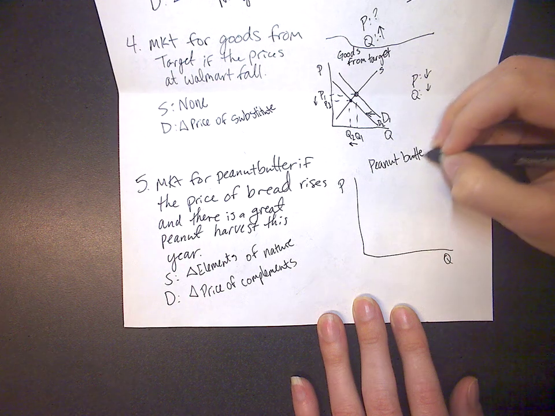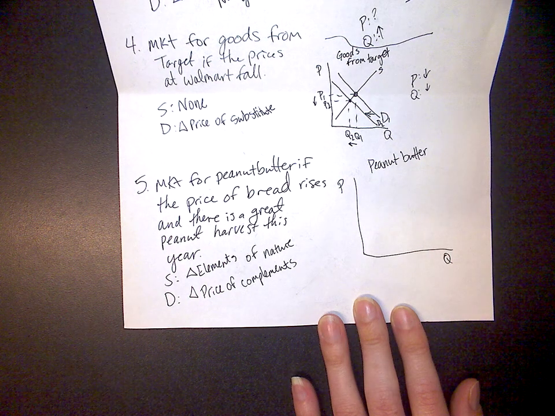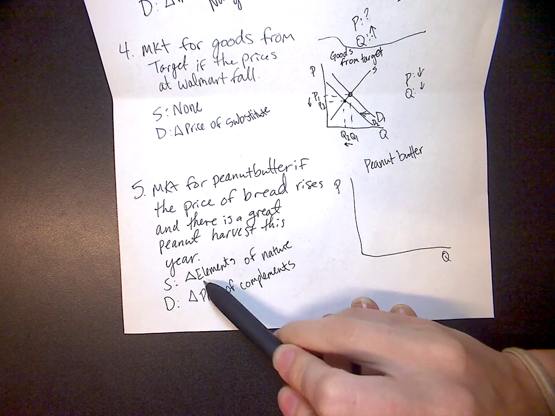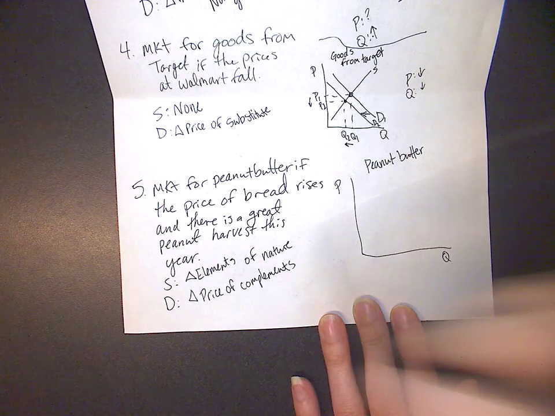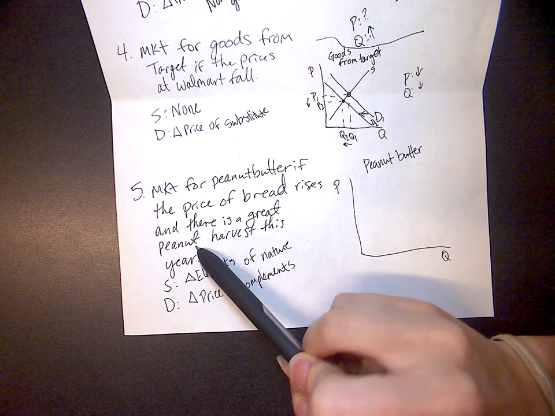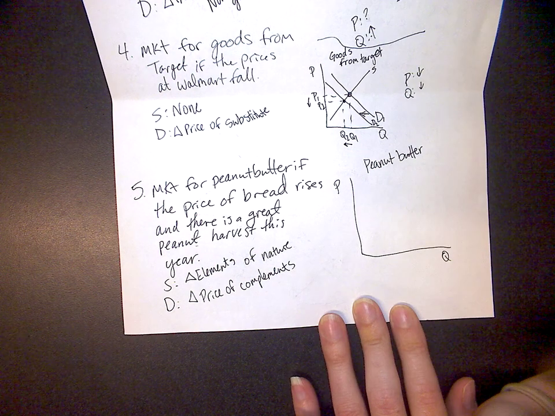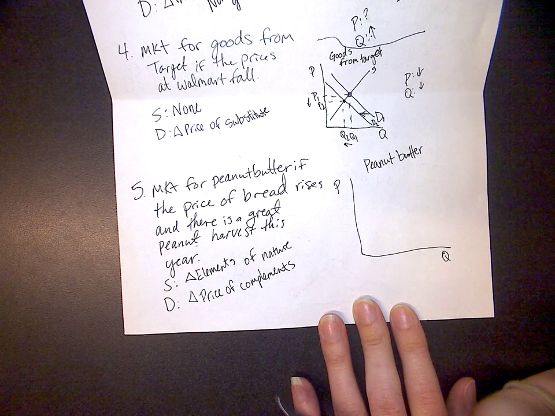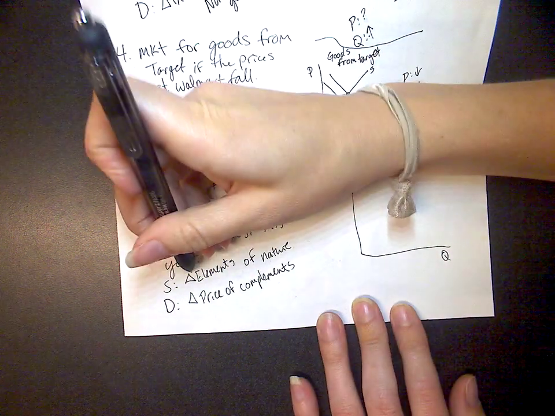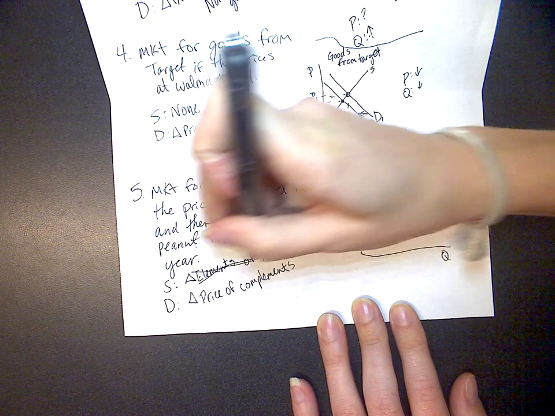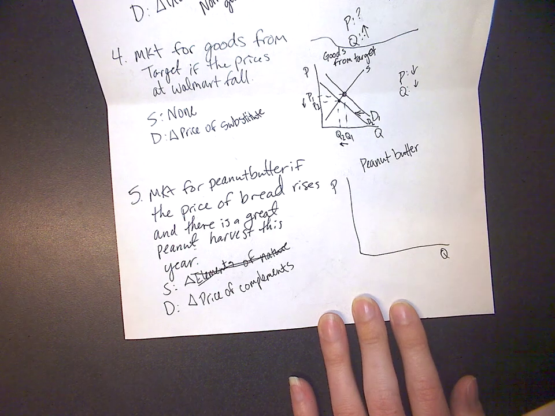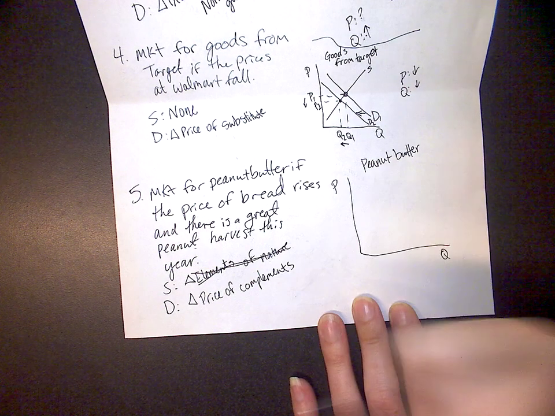Oh, just kidding, guys. You guys are probably shouting at me as you're watching this video. Elements of nature is not the best shifter for this one, actually. I might give credit for the shifter, but it's not the best one because it's an elements of nature shift for peanuts. But is peanuts the good that we're looking at? No, we're looking at peanut butter, right? So for peanut butter, what's actually a better shifter? Yeah, change in price of resource or change in price of input, because peanuts are a resource for peanut butter.